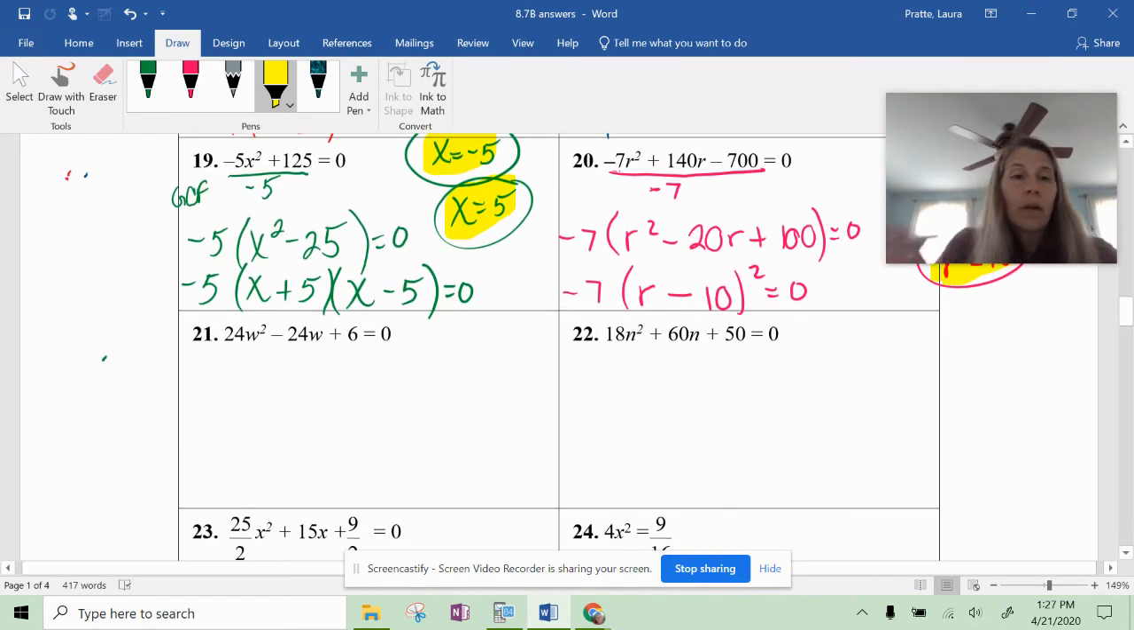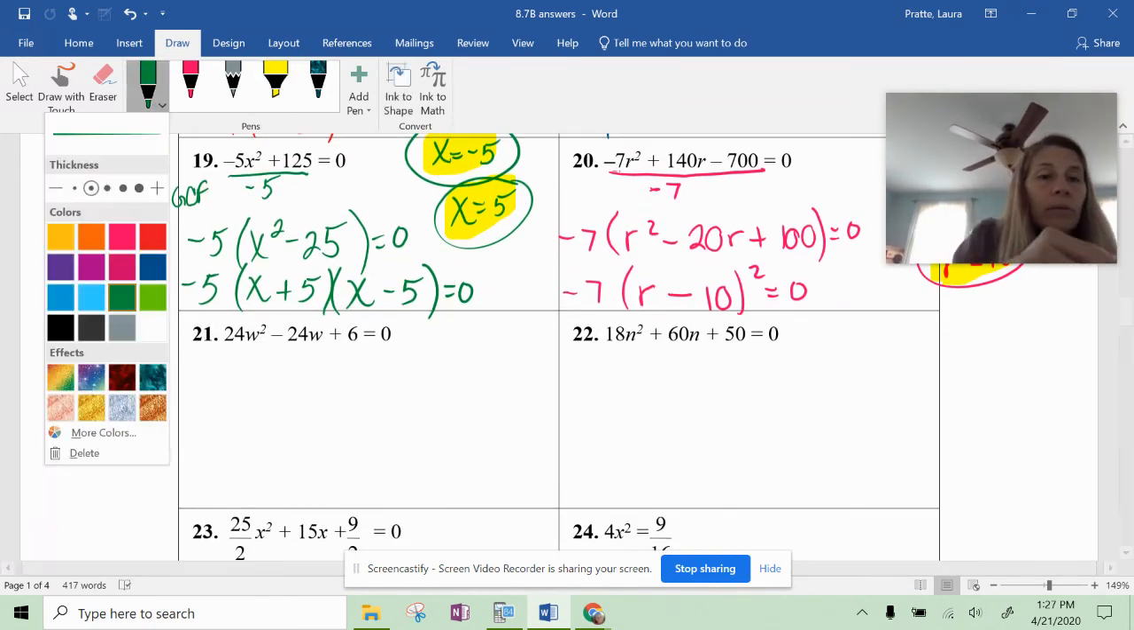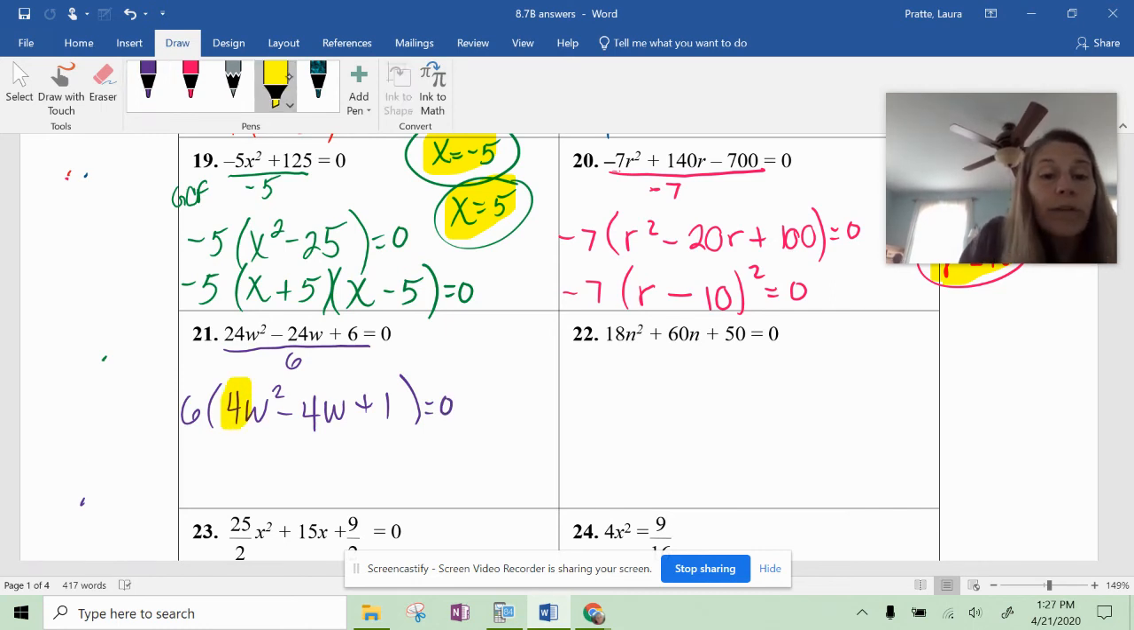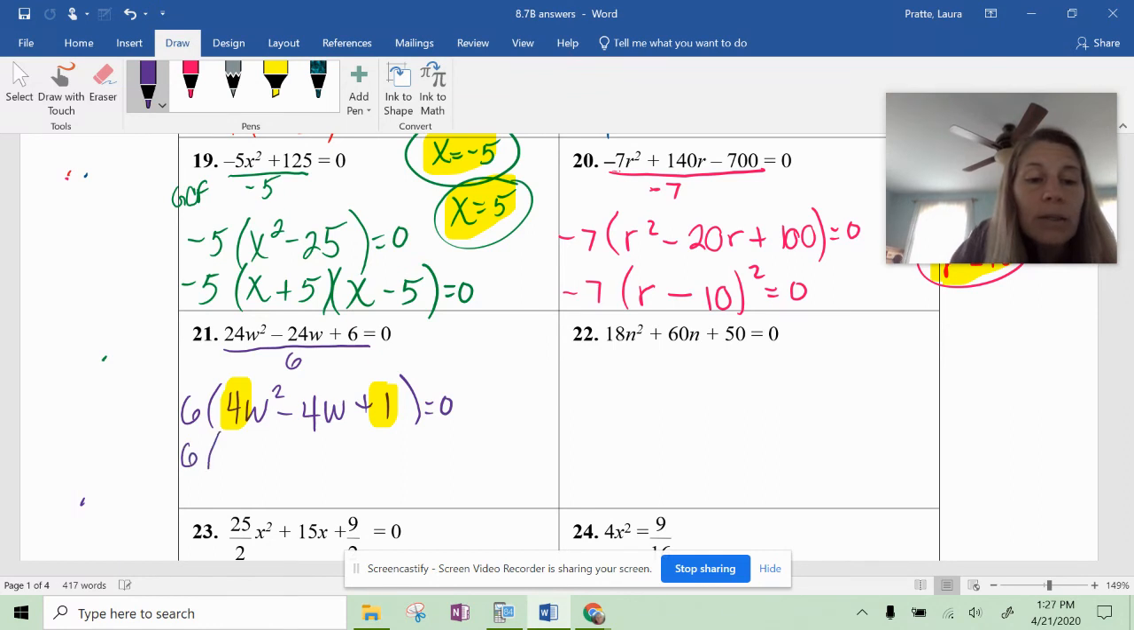All right, number 21. So this one, I have a GCF of 6. Take that GCF out. I have 4w squared minus 4w plus 1. That's great news because both the 4 and the 1 are perfect squares. So then that means that I can break this down into a square of a binomial.